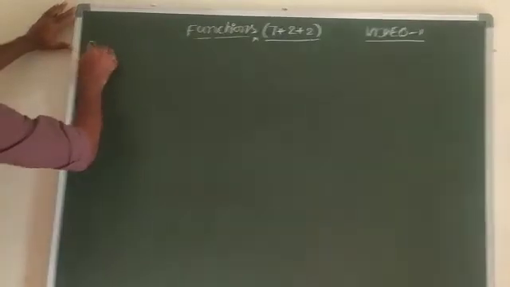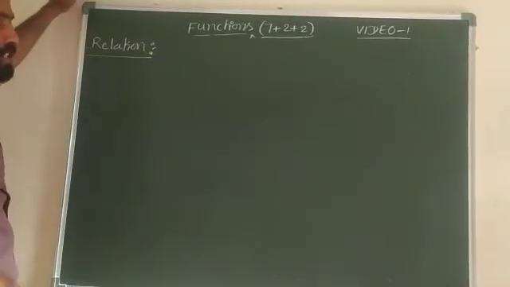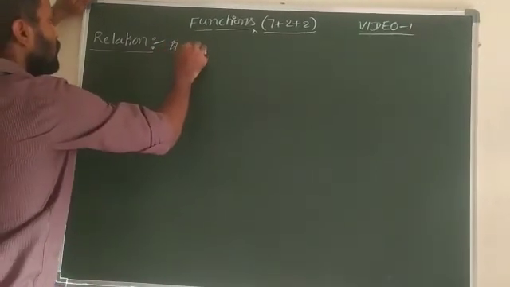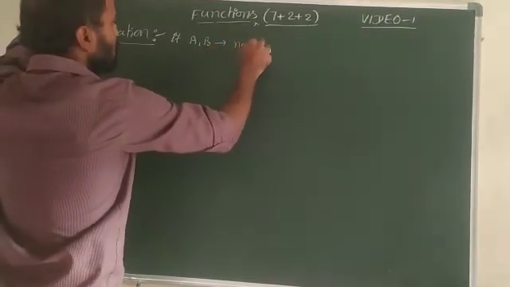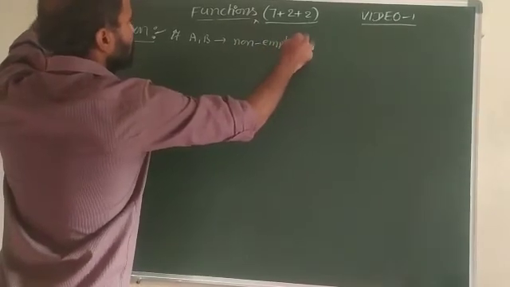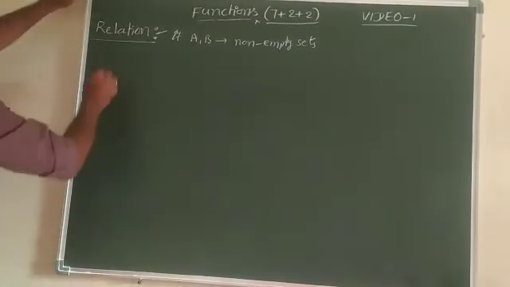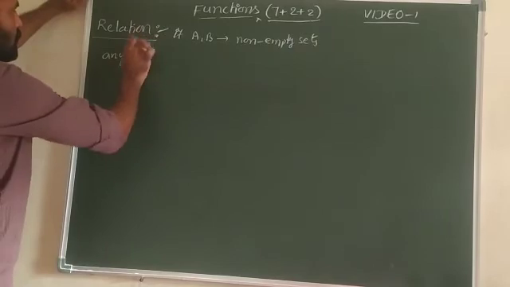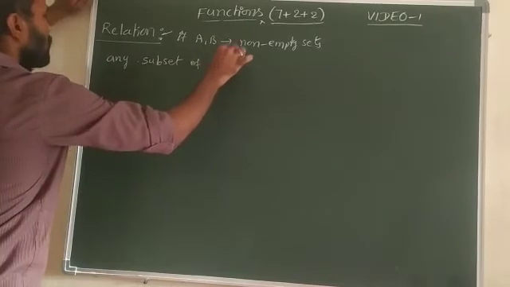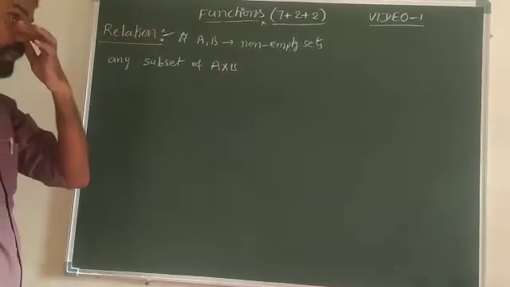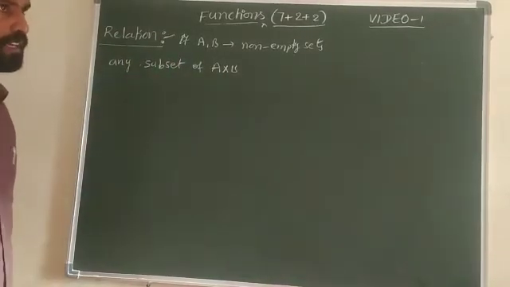One is relation. Relation means, if A, B are any two non-empty sets, then any subset of A cross B is called a relation. That means a subset of A cross B is called a relation.